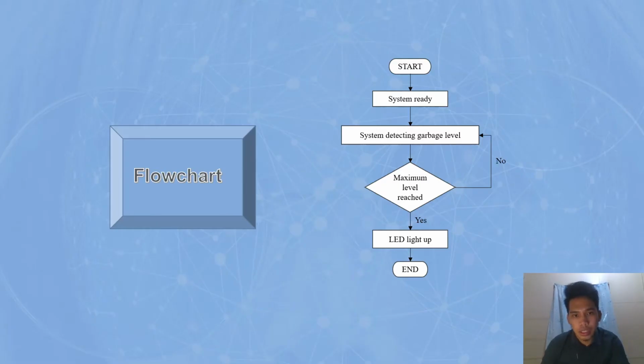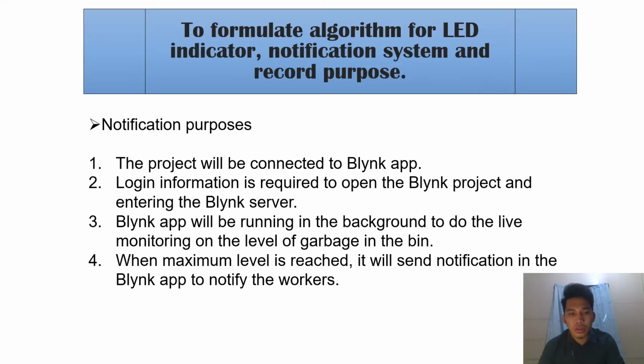Now here is the simple flowchart which shows how the LED works. First, when the system is ready, the system will detect the garbage level. Then when the maximum level is reached, the LED will light up, while if not maximum, the LED will not light up.